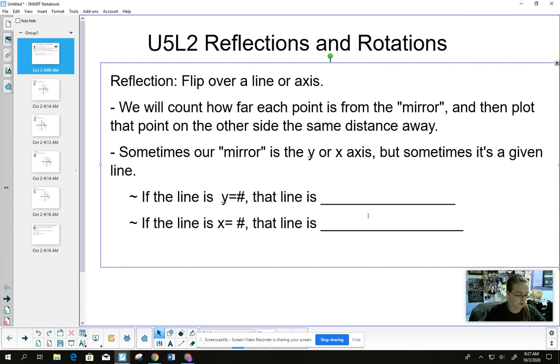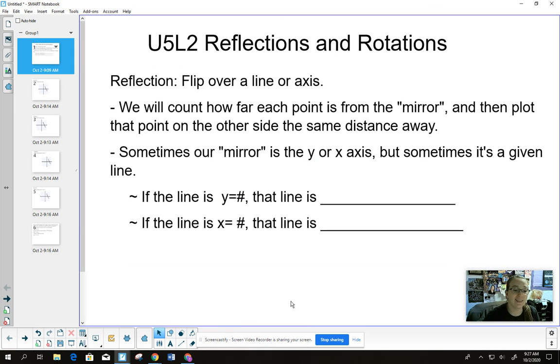So have this written down. If you have your pink packet, write this down here at the bottom because this is not in the notes here. So at the bottom, please write, if the line is y equals a number, that's what this means. So if it says like y equals 10 or y equals -2, that line is, if you guys can recall this from Algebra 1, if I have y equals a number, that line is horizontal.